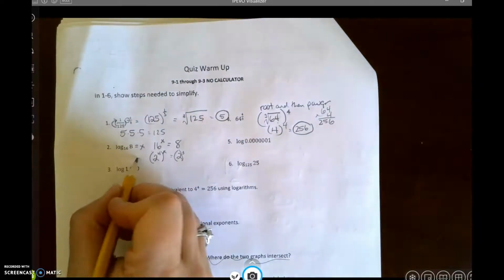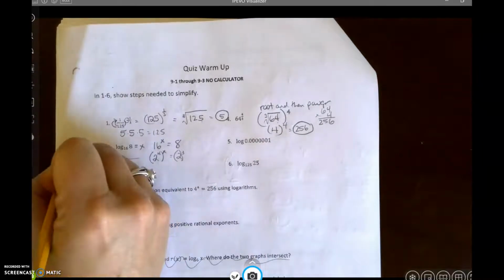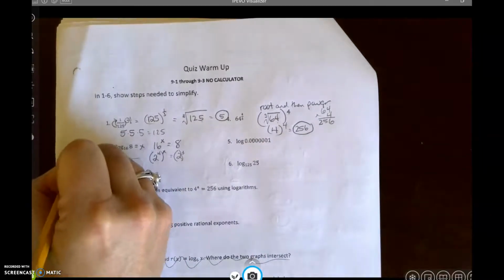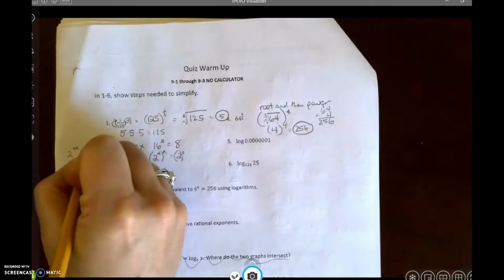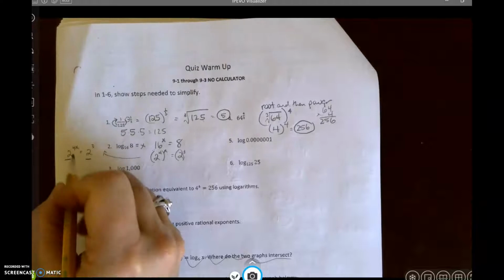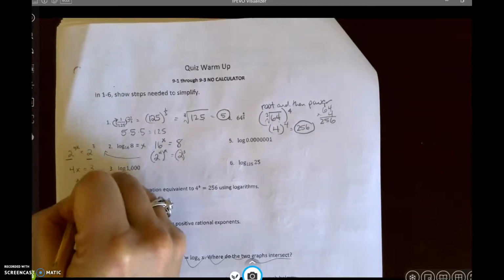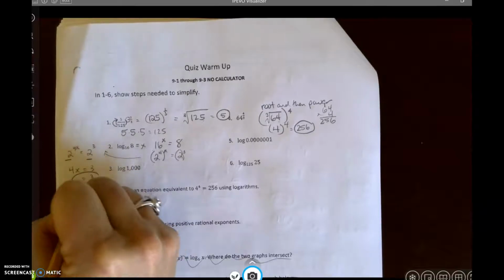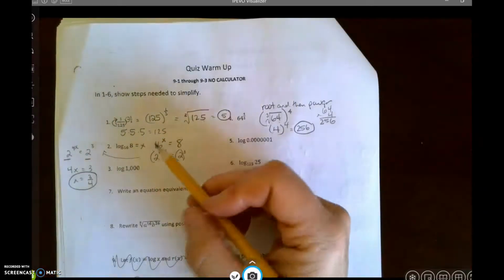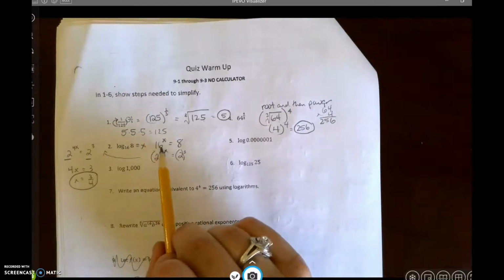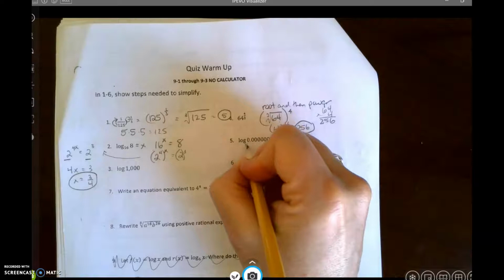So I'm going to come over to here. I get 2 to the 4x equals 2 to the 3rd. Because they have the same base, I can just say 4x equals 3, so x equals 3/4. Which makes sense. If you take the 4th root of 16, you get 2, and then you cube it, you get 8.